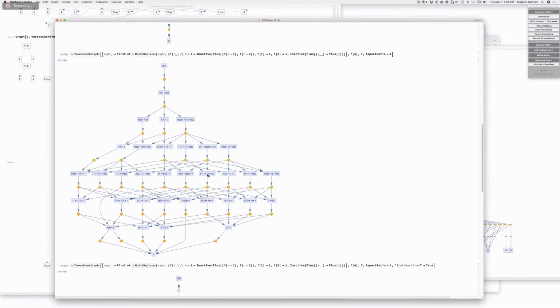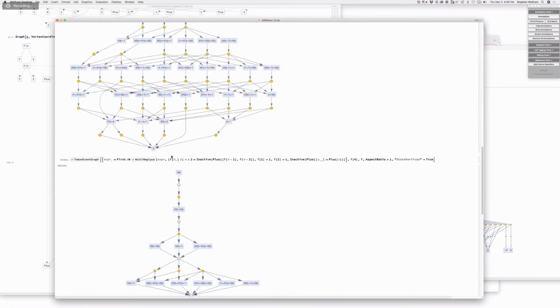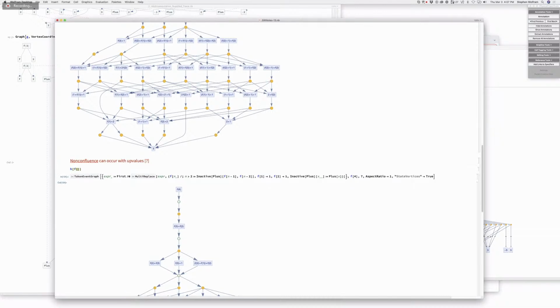I bet there are. Yes, there clearly are. So the claim would be that non-confluence can occur with up values. And I will claim that an example of that would be h of f of x comma g of x. And the question is, who gets to make use of an up value, the f or the g? Do you get what I'm saying?